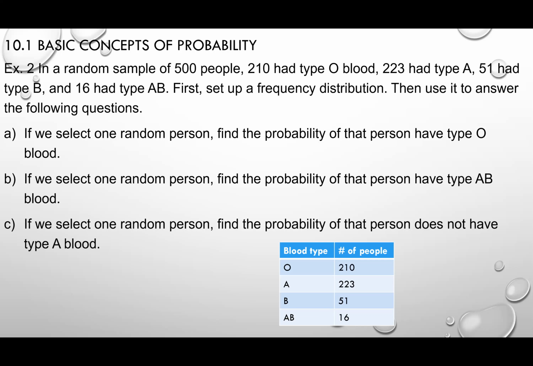So again, find the probability, just the same as before. The probability is what we're looking for over the total. What are we looking for? We're looking for type O. How many type O do we have? The probability of type O is, do you agree that I have 210 people out of the total people in my survey? In this sample, the total is 500. So that is what we have.